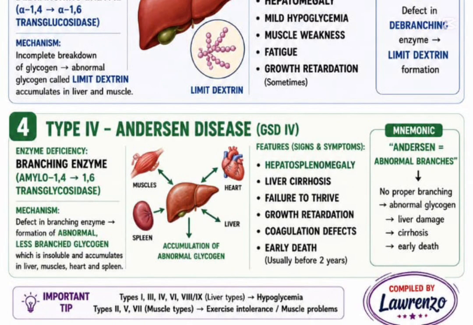Type 3, deficiency of the debranching enzyme, very poor carbohydrate. And this Andersen disease, deficiency of branching enzyme, amylo 1,4,1,6 transglucosidase. So when there's a deficiency of this enzyme, what happens? There will be formation of abnormal, less branched glycogen. Are you getting me? This will accumulate in the liver, in the muscles, in the heart, in the spleen. They will all accumulate there.